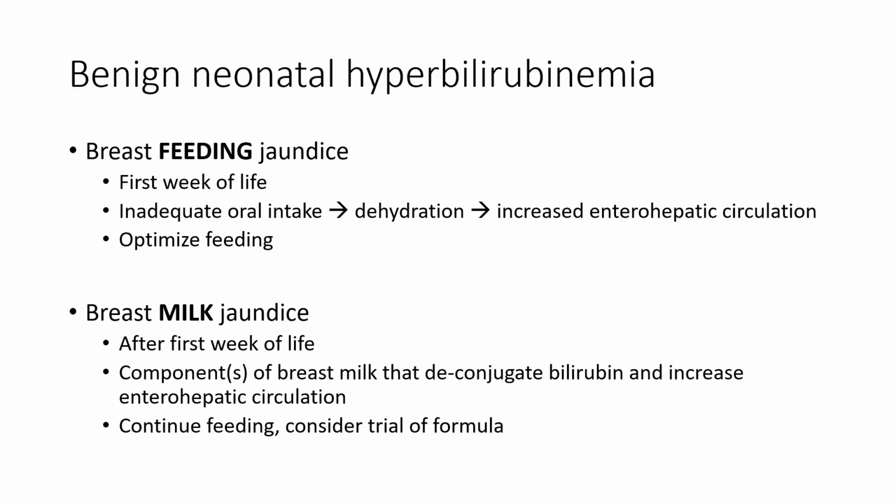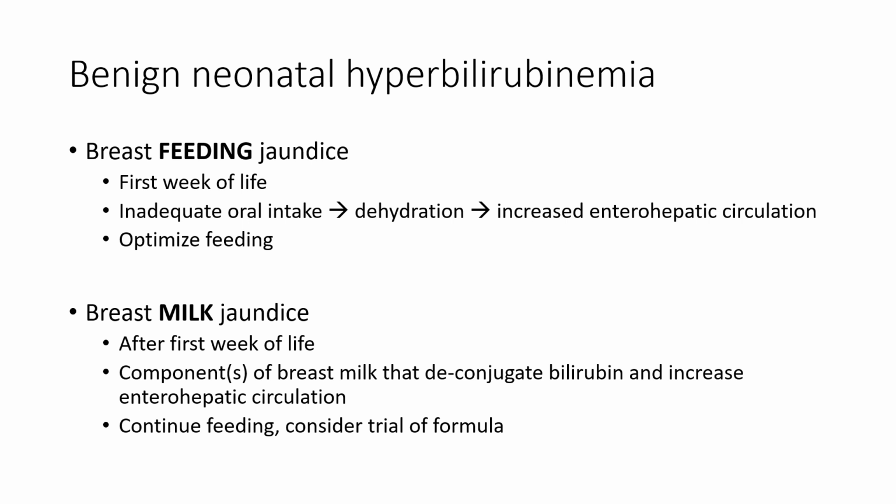Two common etiologies of benign neonatal hyperbilirubinemia. Number one, breastfeeding jaundice. Number two, breast milk jaundice. Breastfeeding jaundice, from the name feeding, means insufficient feeding, and that usually happens in the primipara.